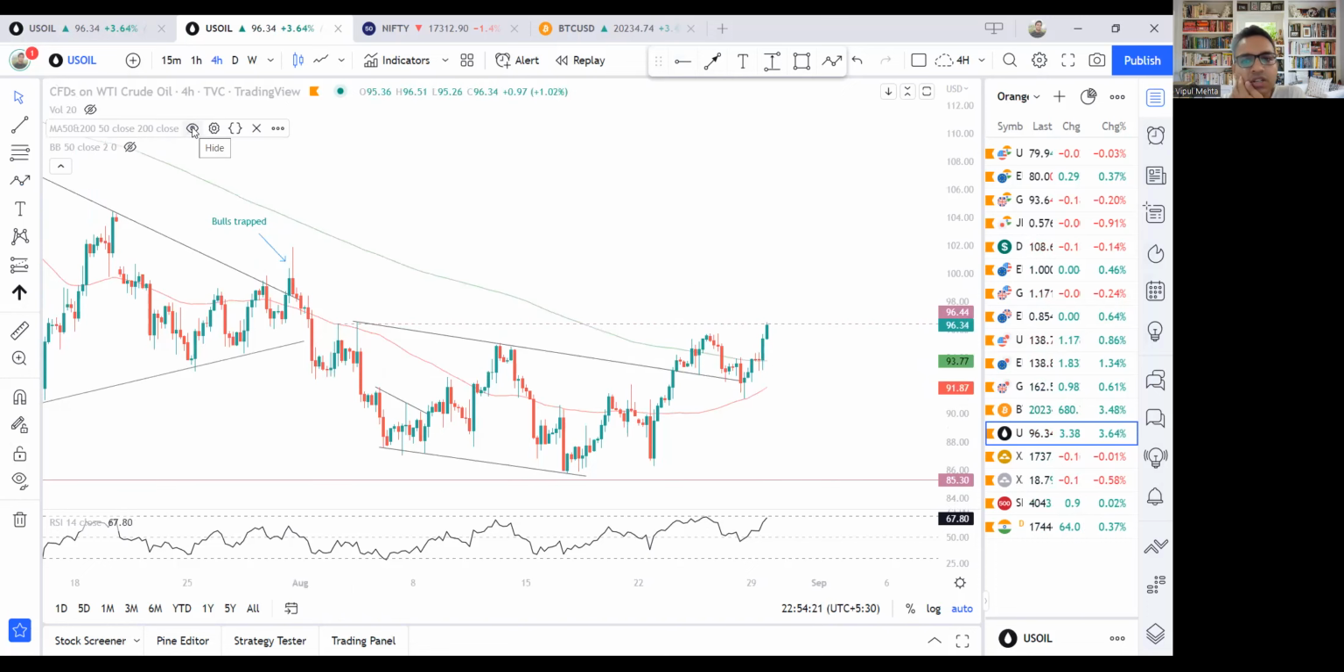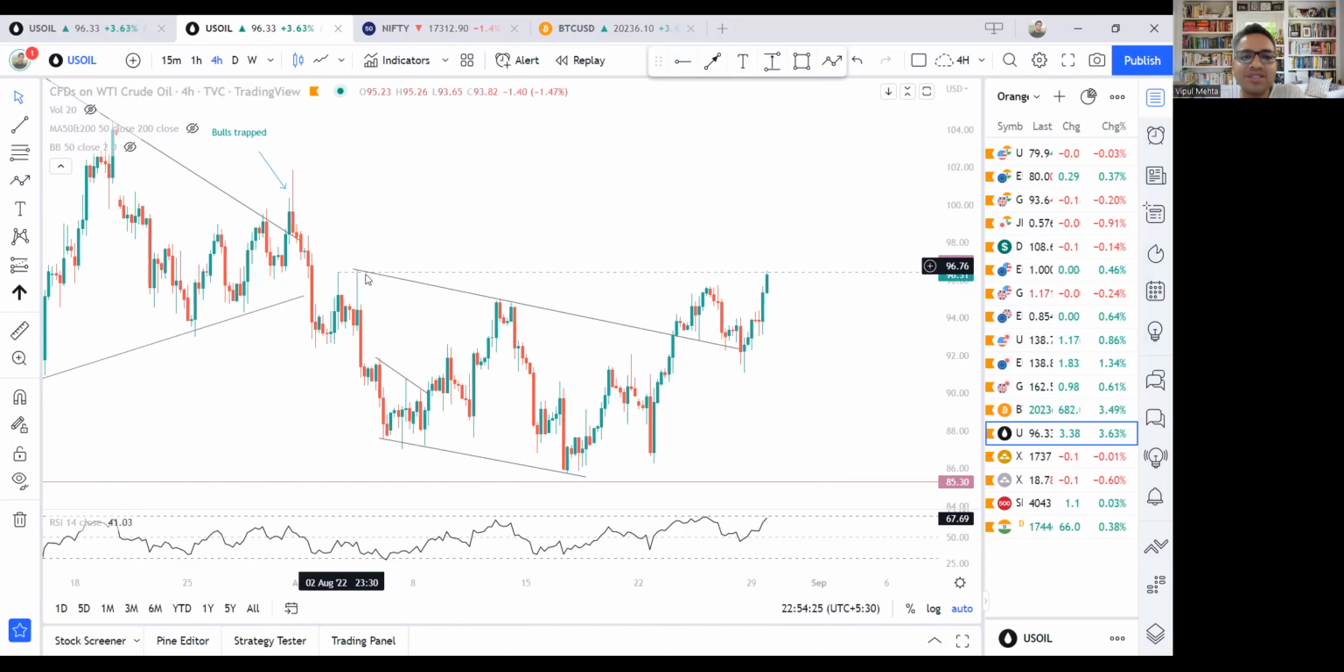Now the question is, where next? So let's see. Again, we are at this zone. Is this a bullish area? Definitely not.